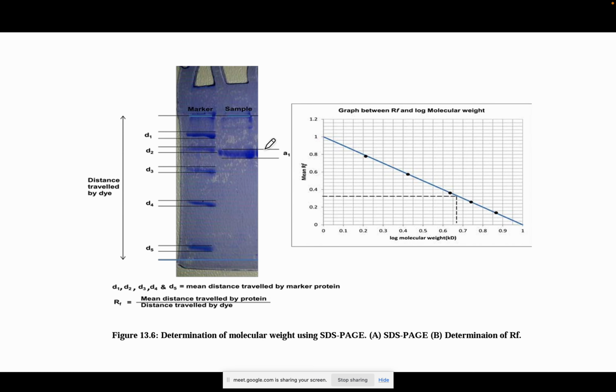So let's see, this is the gel after staining and destaining. You have also loaded protein marker. So this is marker, this is sample. So you have to calculate the relative migration. So this is determination of molecular weight using SDS-PAGE.